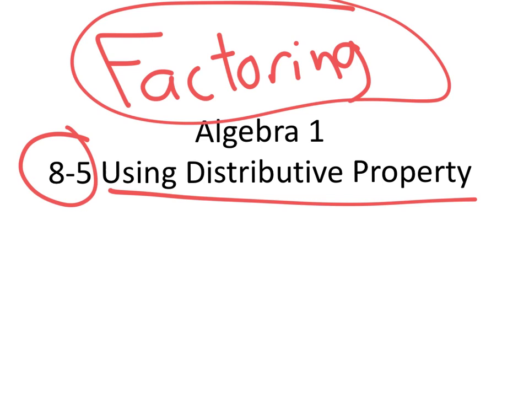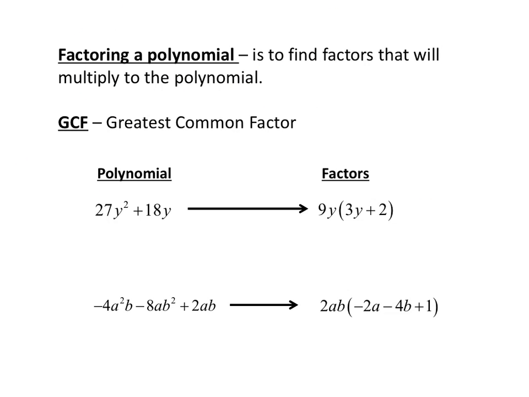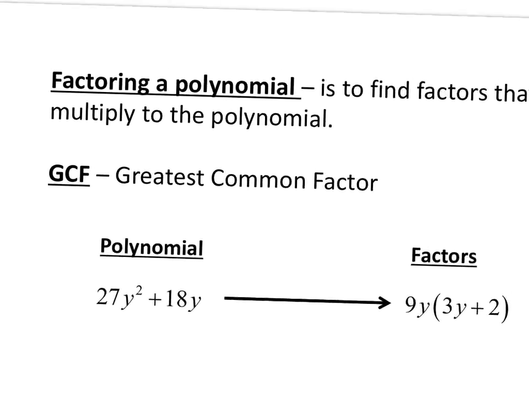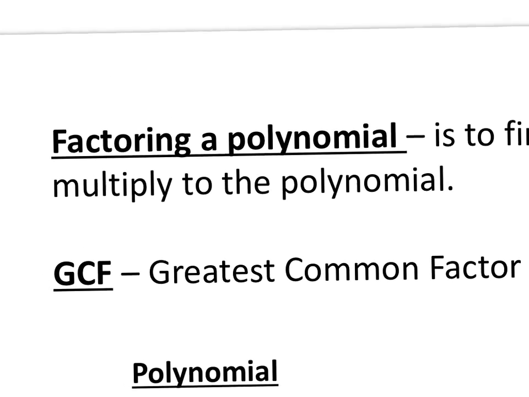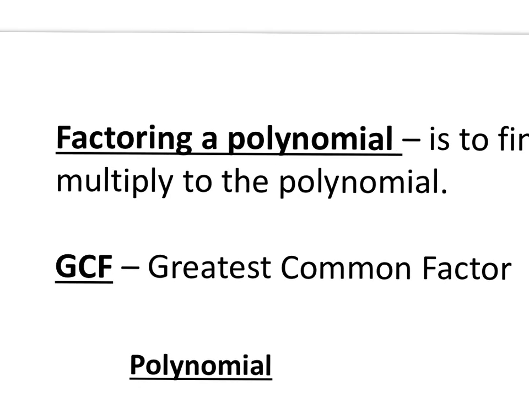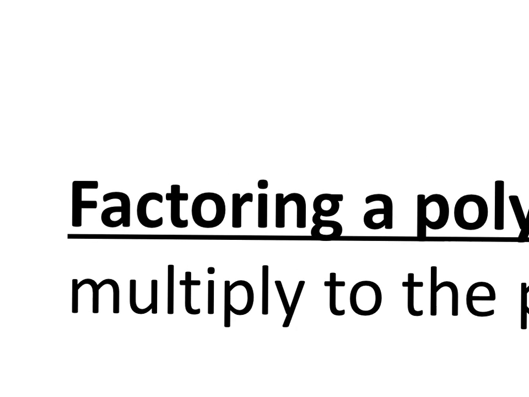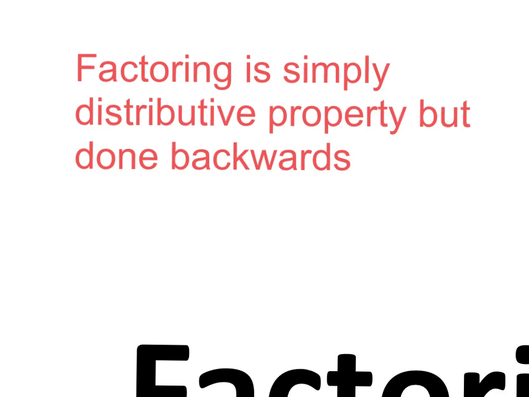And what we need to really understand is what factoring is. What is factoring? Factoring a polynomial is to find the factors that will multiply to give the polynomial. I don't even like this definition either. All right? So, what is factoring? Write this down, guys. Factoring is simply distributive property but done backwards. Okay? Factoring is distributive property but done backwards.